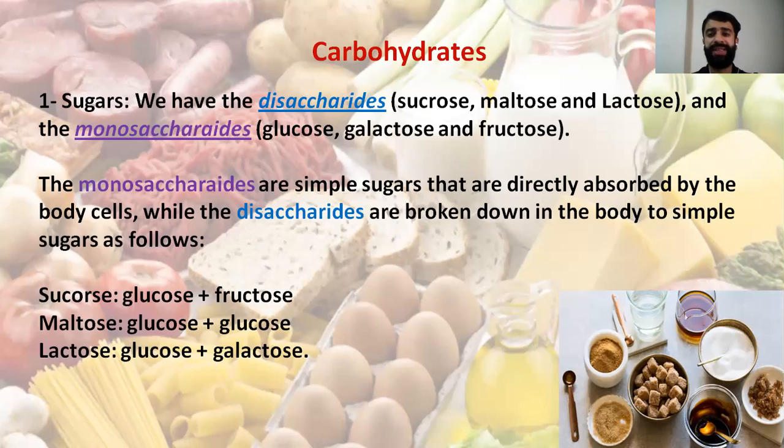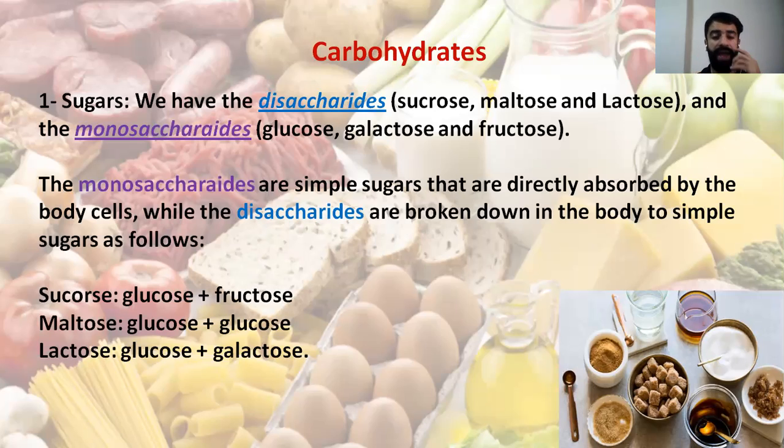Let's start with disaccharide. What is the meaning of the word di? Di means two. Disaccharides means that we have two sugars bonded together, connected together. Examples of this are sucrose, maltose, and lactose, and we are going to talk about this in detail. Also, we have the monosaccharides. Mono means one. A monosaccharide is only one sugar found by itself, its own one sugar.